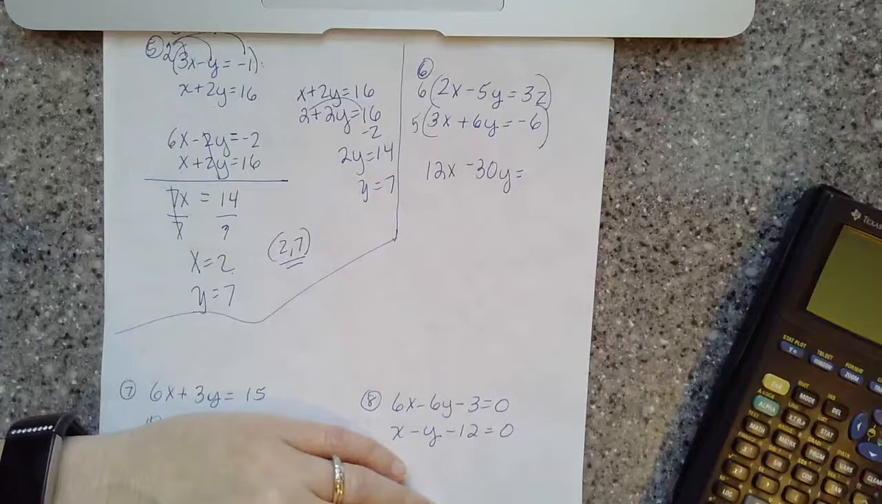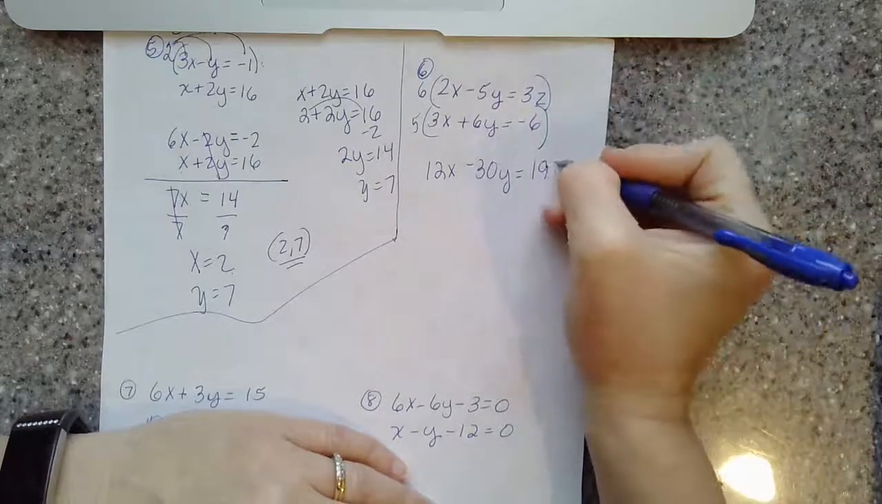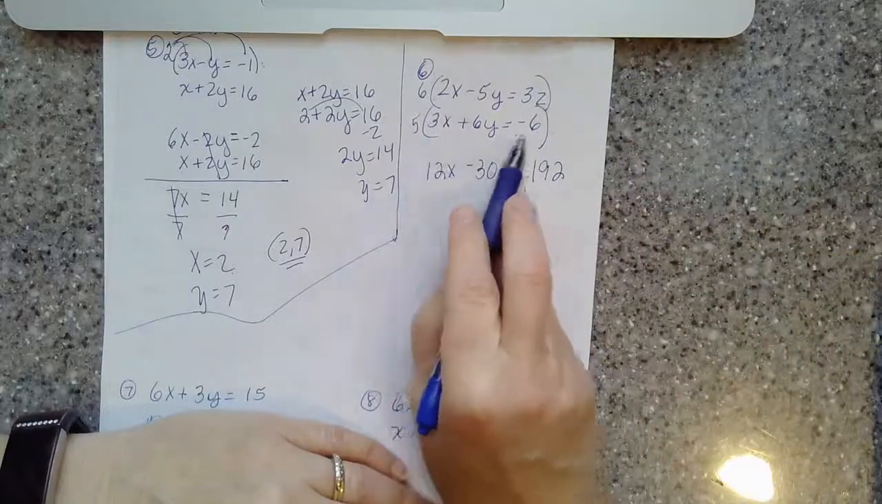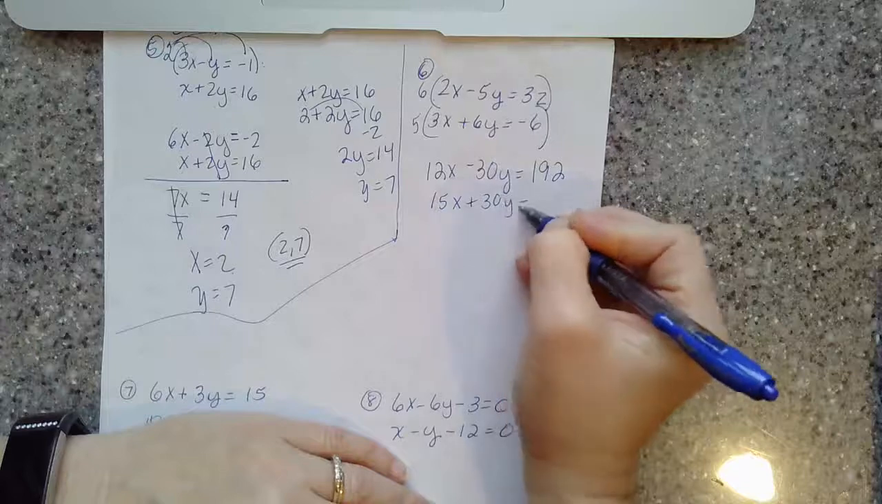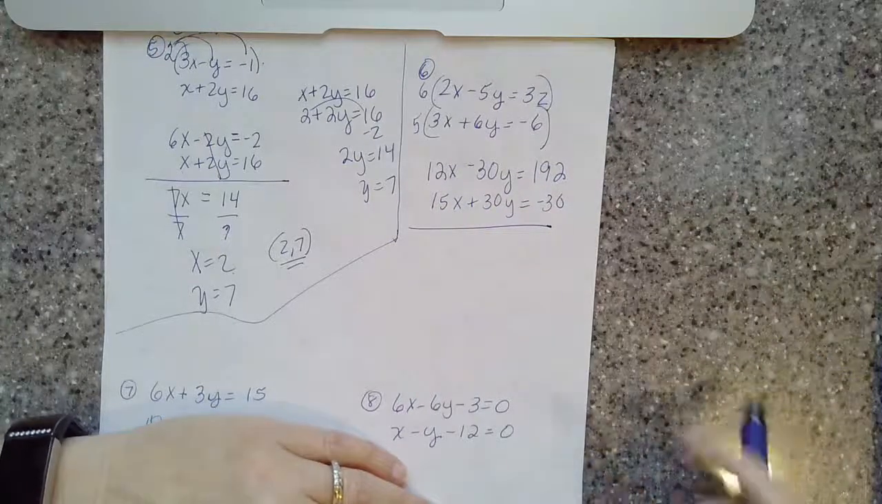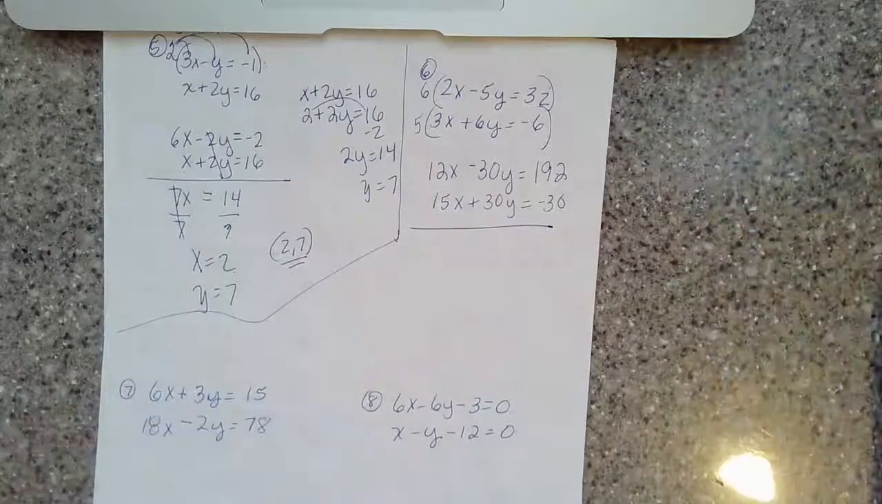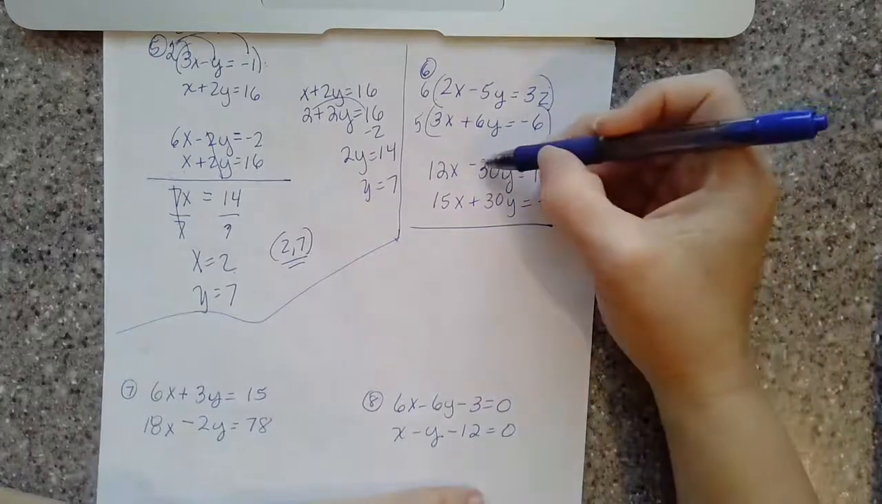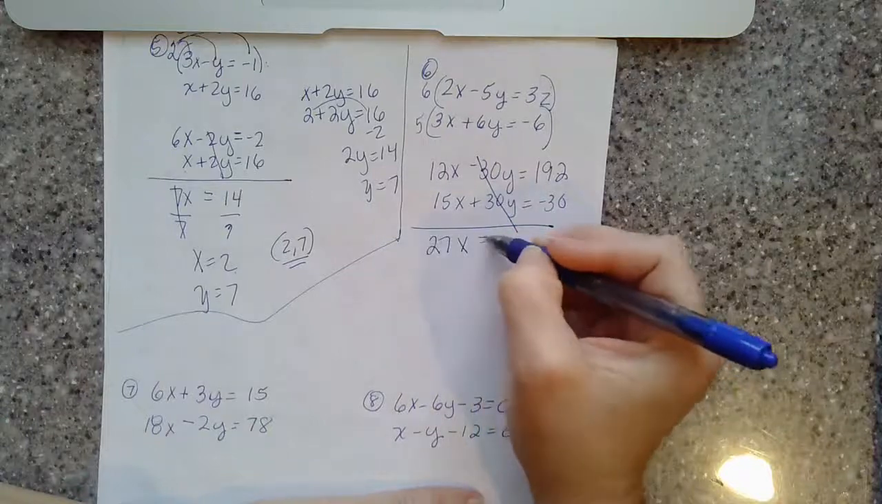Now we're ready to roll. These are equivalent to their former equations, just times through by a multiple, so that's perfectly fine. But now I've got something that I could work with. That will cancel out when I add. So I have 27x, and 192 minus 30 is 162. Divide through by the 27. I haven't used my calculator there for sure. And that is 6. So I get x is 6.